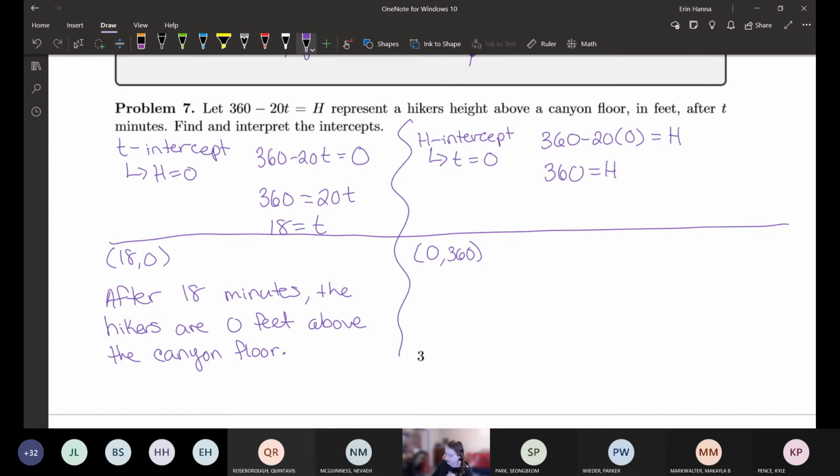So I would say something like they start 360 feet above the canyon floor. Again, you wouldn't be wrong if you said after 0 minutes, they start 360 feet above the canyon floor. But the phrase "after 0 minutes," I hate it, so I avoid it. So that's how we would interpret those. Questions, concerns on that before I go on to the next one?